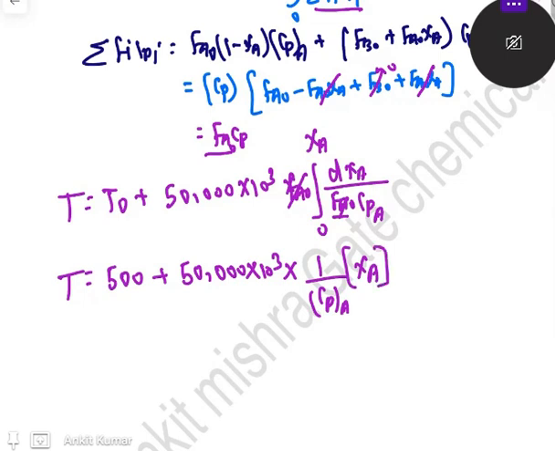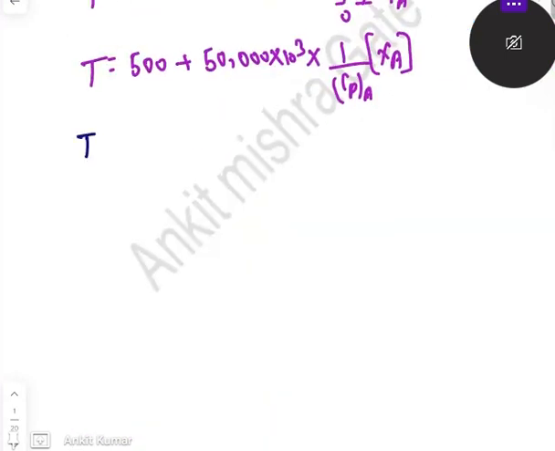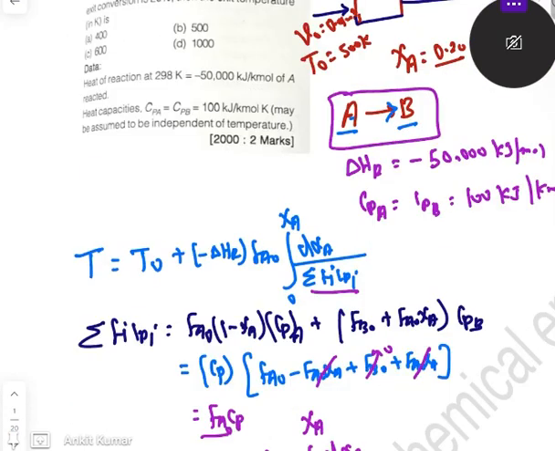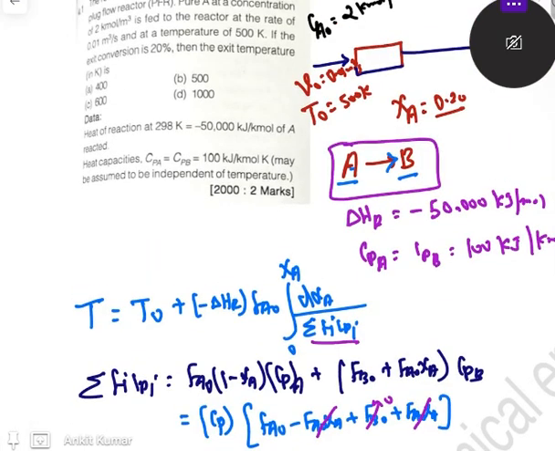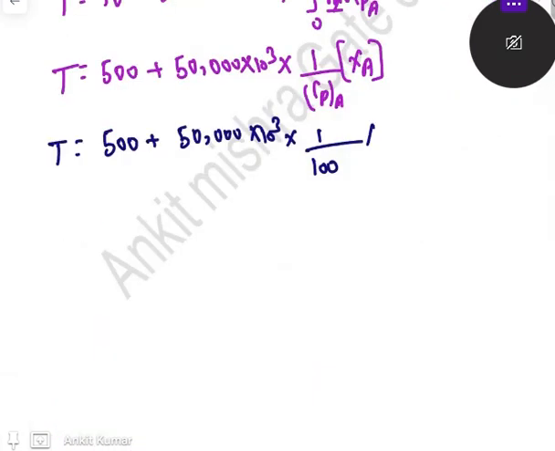Your exit conversion is given to you, that is 20%, and the Cp is given as 100 kilojoule per kilomole Kelvin. Is that clear? So the temperature can be written as 500 plus 50,000 multiplied with 10 to the power 3, times 1 by 100 kilojoule per kilomole. The enthalpy of reaction is in kilojoule per kilomole, and this is also in kilojoule per kilomole, so the units cancel. Okay. And what is the Xa? Xa is 0.2.